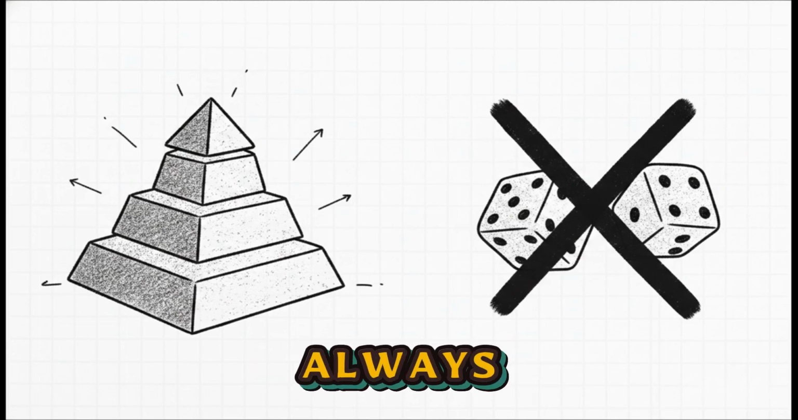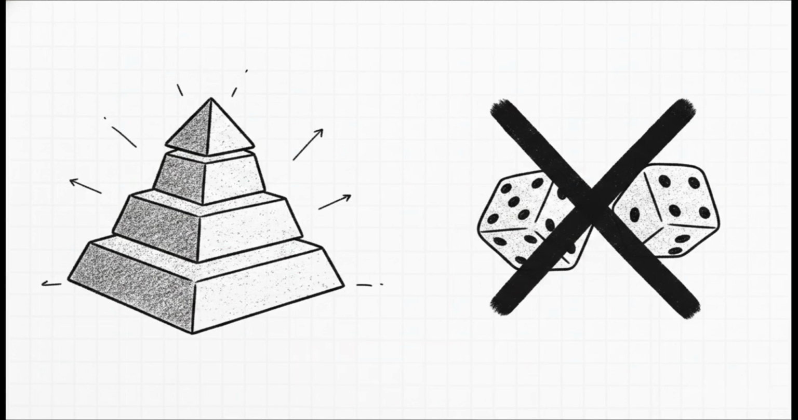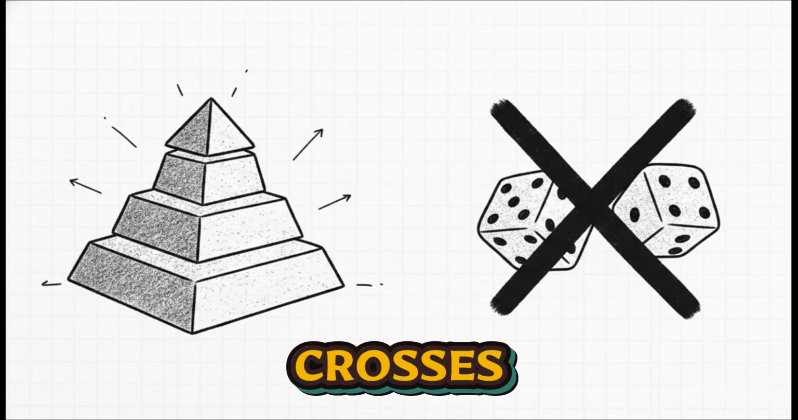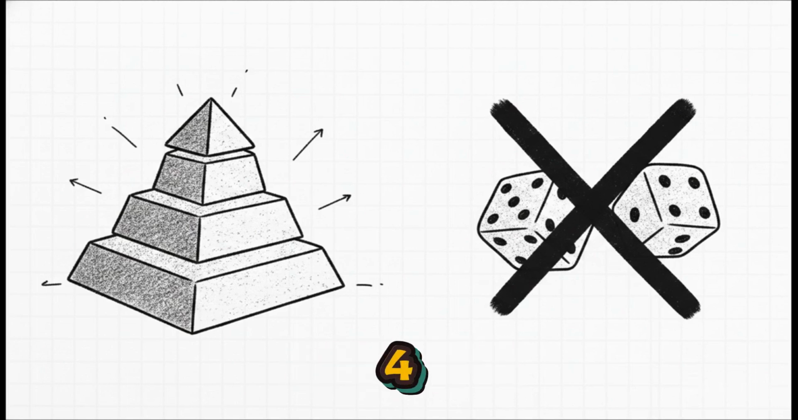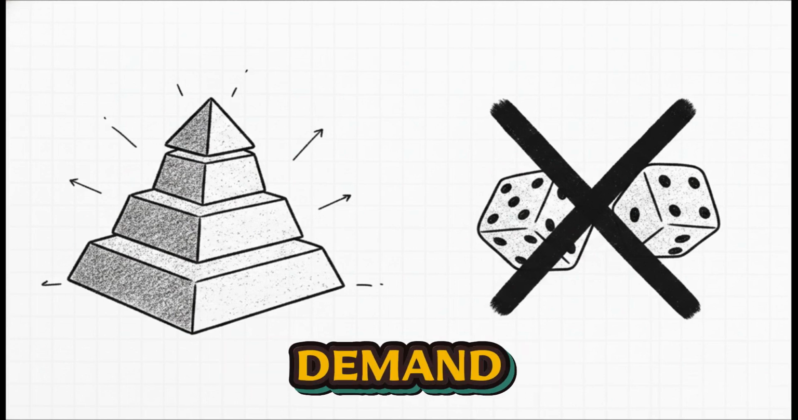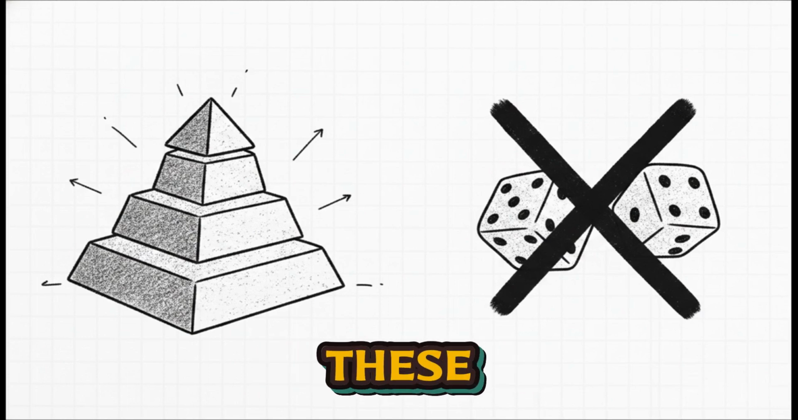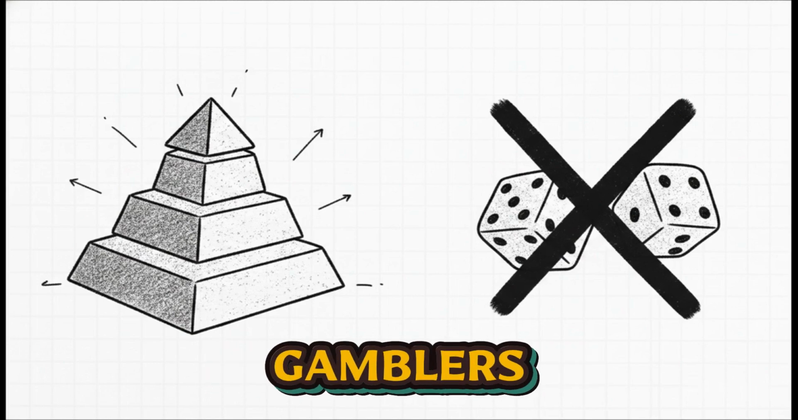2, always follow the 200 EMA trend. 3, use a smooth stochastic solely as an entry trigger when it crosses back out of extreme zones. 4, accept your stop losses but pad them intelligently with the ATR. And lastly, rigorously demand a 1 to 1.5 minimum risk-to-reward ratio. Following these rules without exception is exactly what separates the professionals from the gamblers.